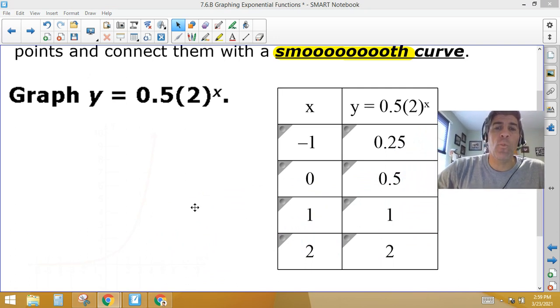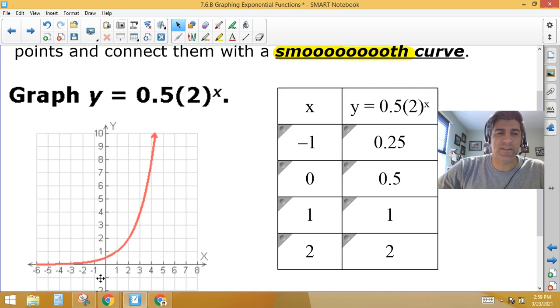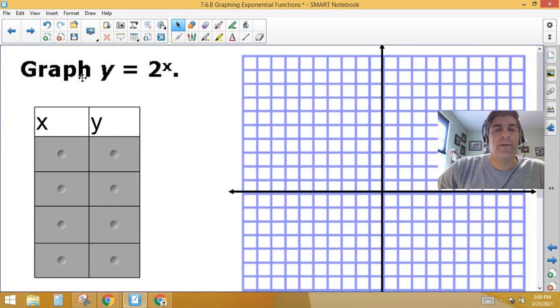Once I plot those points, I would get a graph that looks something like this. Now, the more points you generate, the more of the curve you'll be able to see. But this is what an exponential function will look like. It starts off really, really close, and then it just starts increasing, and it's increasing more and more as time goes on.